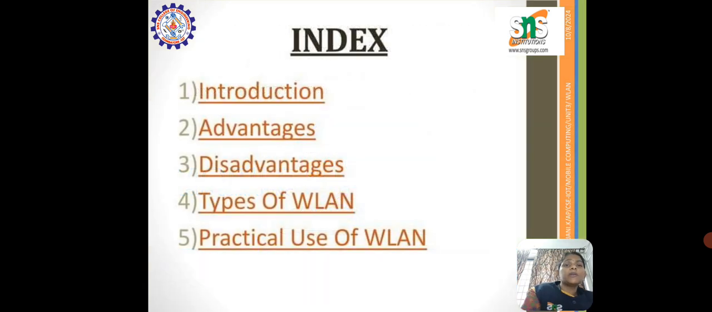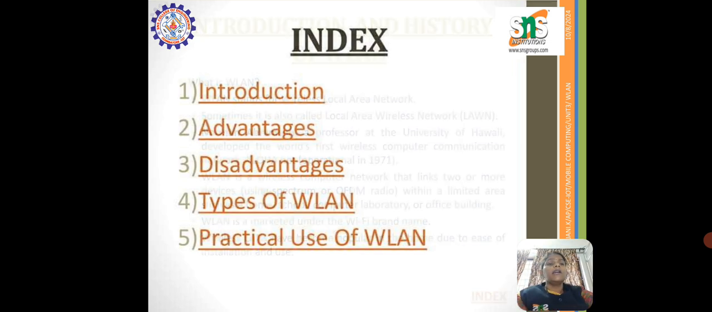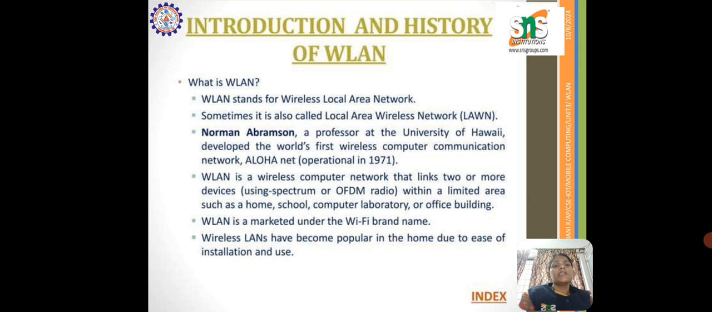So in this topic today we are going to see about the introduction, advantages, disadvantages, types of wireless LAN and practical uses of wireless LAN. So, introduction and history. What is WLAN? That is said to be your wireless local area network. Sometimes it is also called local area wireless network, that is LAWN.